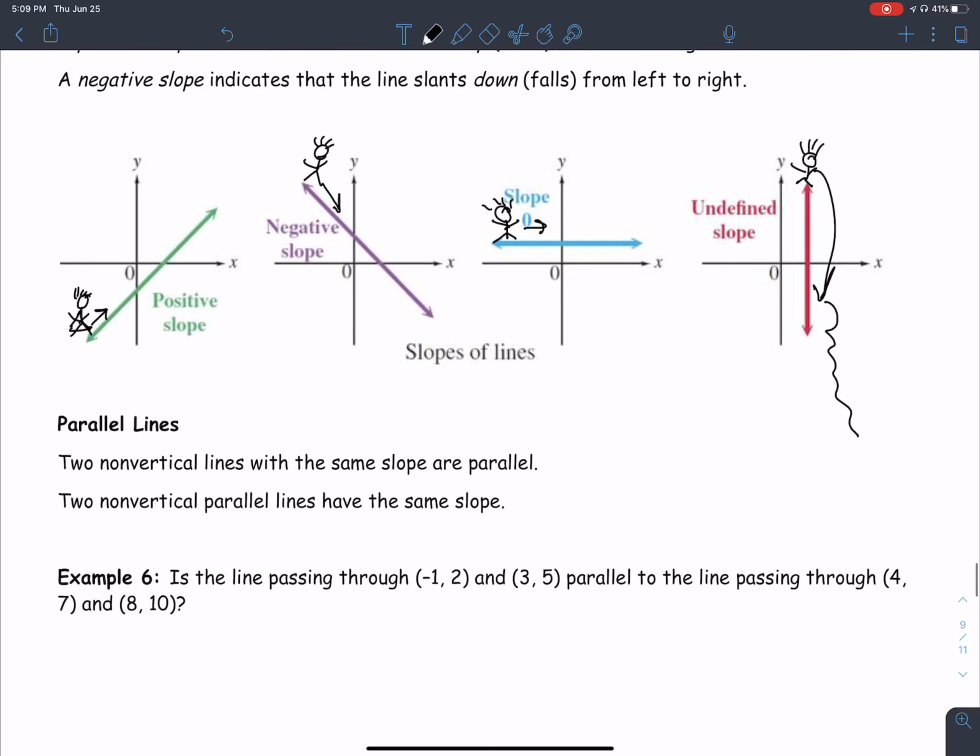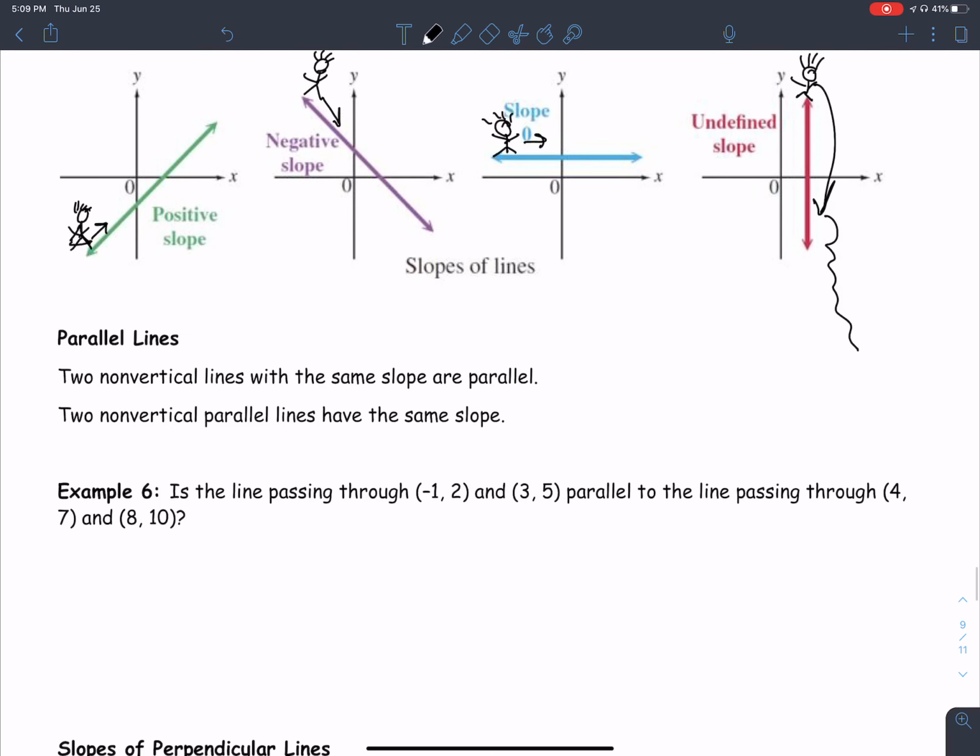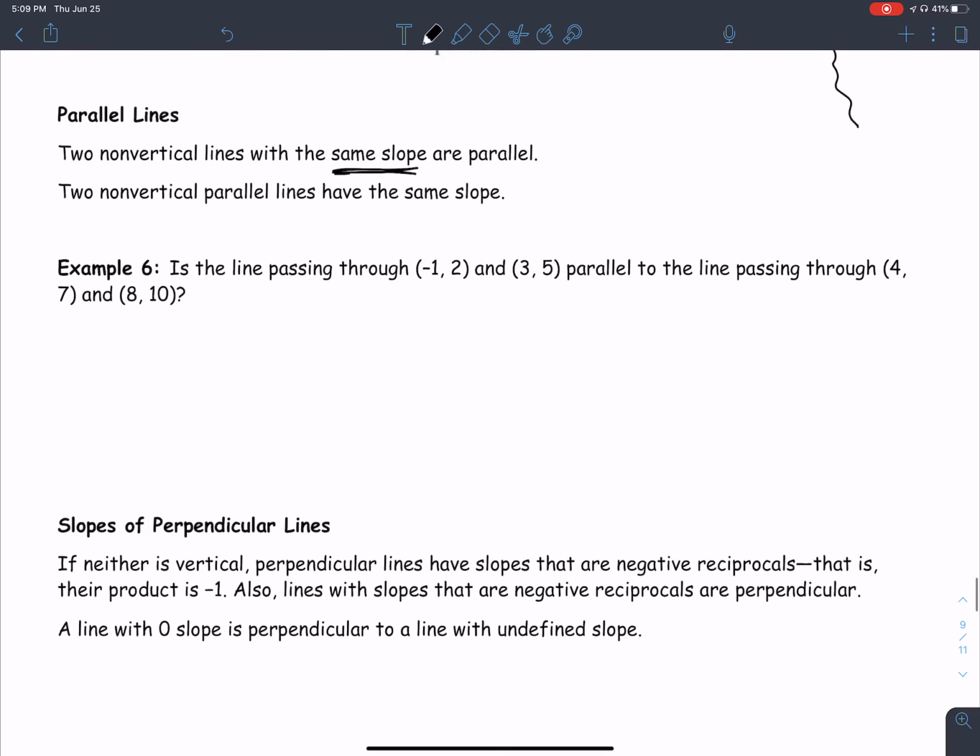Okay, another thing about lines. Lines can be parallel and lines can be perpendicular. So parallel lines have the same slope, okay? Two lines have to be non-vertical in order to be parallel, okay? And parallel lines will never touch, so that's another thing. So they'll never touch, okay? That's important. All right, so here we go. Same slope, never touch. We're going to see if we can identify parallel lines by their slopes.